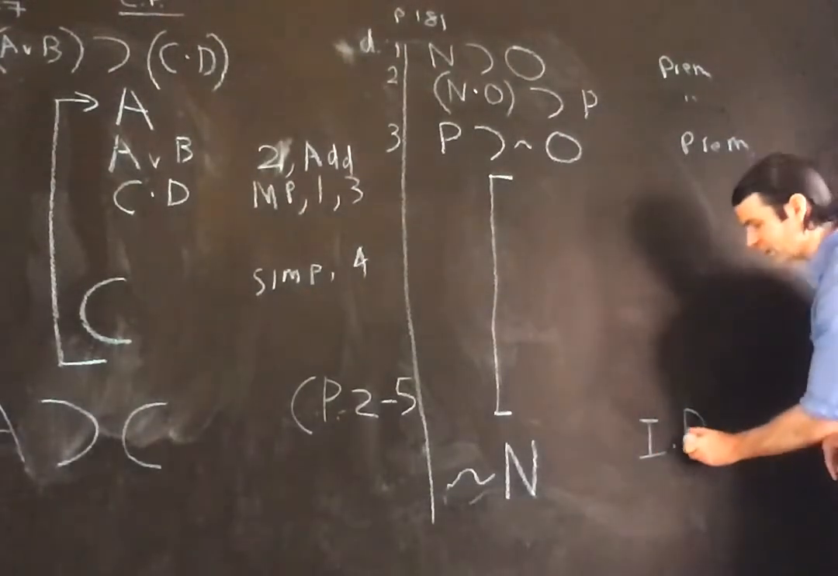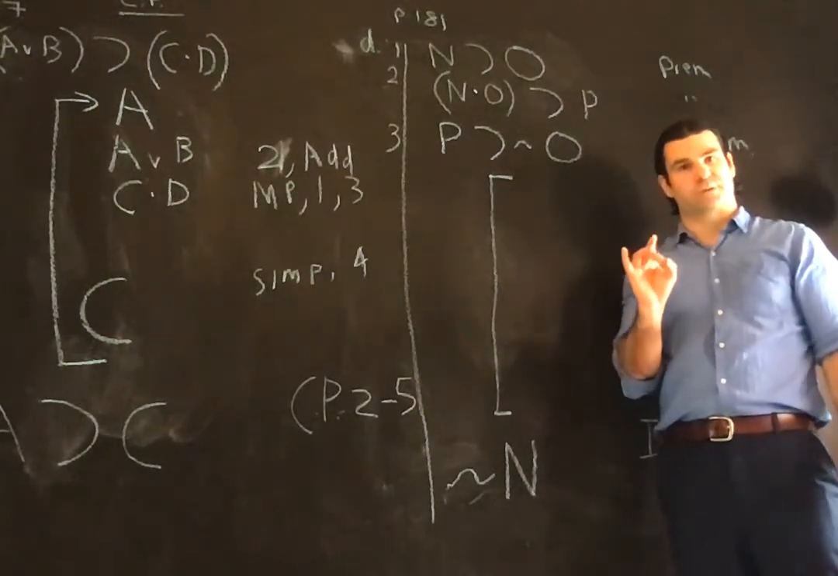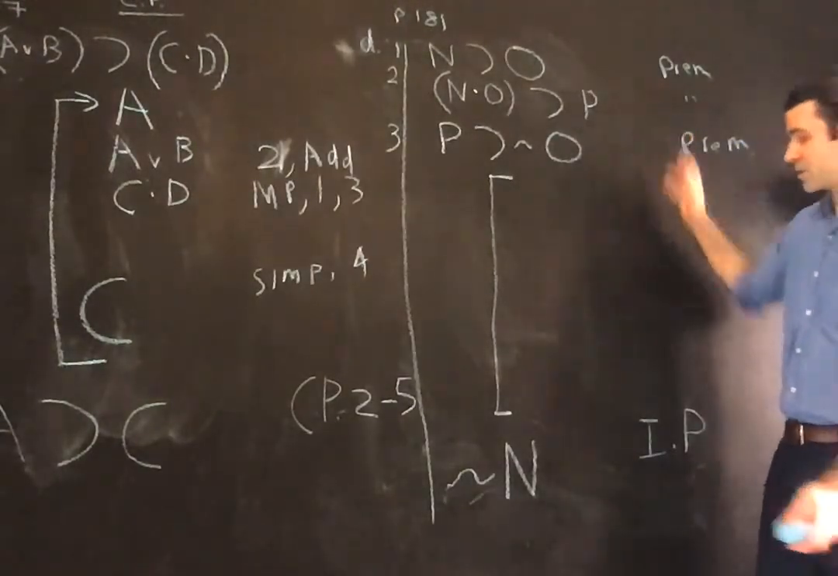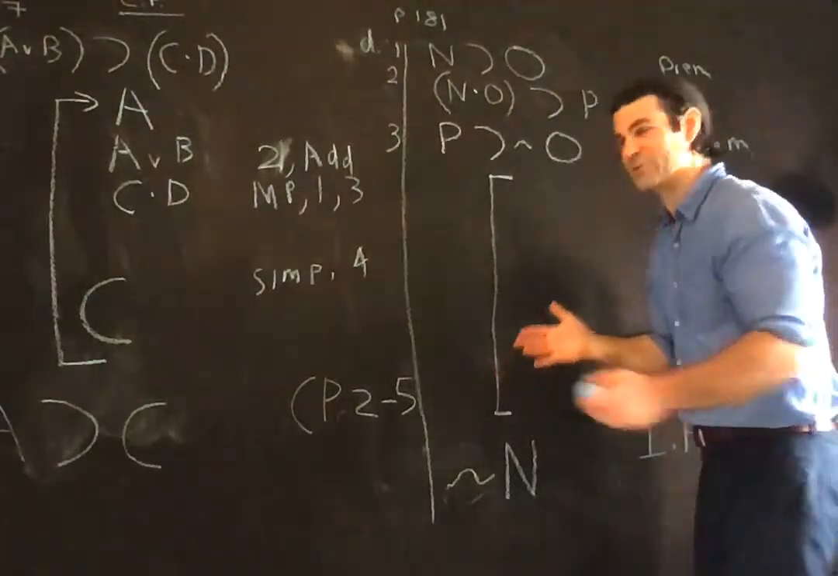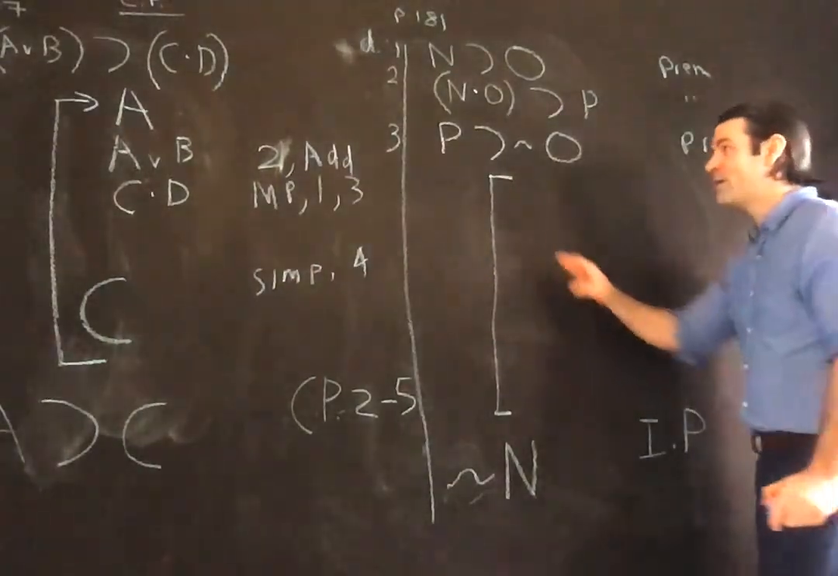Now, notice here the big structural difference between conditional proof and indirect proof. I have these three premises. Oh, I do write my assumption down, right?